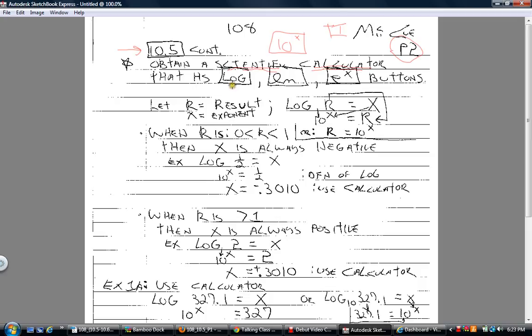Okay, so 10 to the x, by the way, means take the base 10 and raise it to an exponent. So try this out on your calculator: put 10, hit the 10 to the x button. Next, put like 2, because you're simulating 10 squared. You know the answer is 100. Hit the equal sign, and you should see 100 come out.